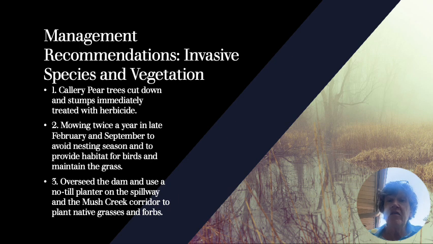Number 3, overseed the dam and use a no-till planter on the spillway and in the Mush Creek corridor to plant native grasses and forbs. Soils here actually favor native grasses over orchard grass because of the low fertility, and no additional fertilizer will be required.